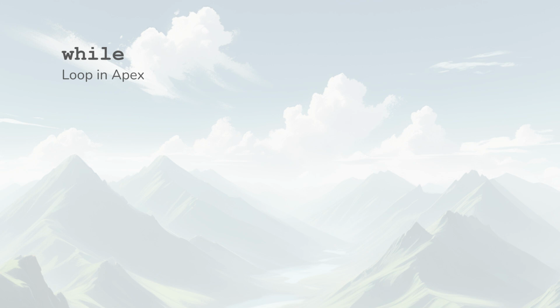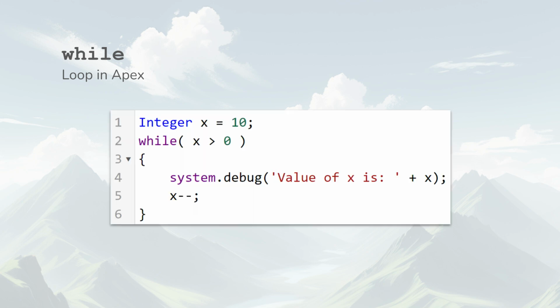Now let's learn about the while statement. This is similar to the do while statement. However, this does not contain the do statement, which means that the block of code will execute only when the condition in the while evaluates to true. Let's take a look at the syntax. As you can see in the syntax, the do statement is missing. Also, the block is coming after the while statement. Let's try to execute this in the developer console's execute anonymous Apex window.